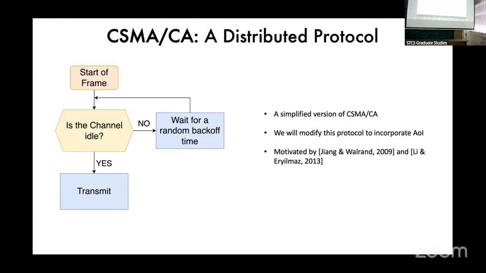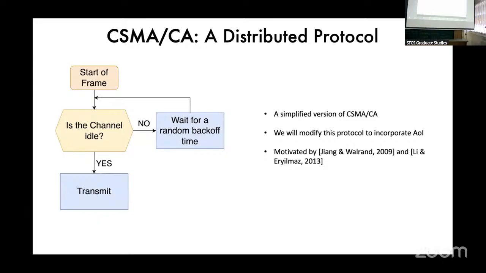So we'll start with the basic CSMA-CA protocol without any age of information changes to it. In the most simple setting, what happens is that a wireless frame starts. At each source, the following flowchart happens. It senses the channel and checks if the channel is idle. If the channel is idle, it just starts transmitting.